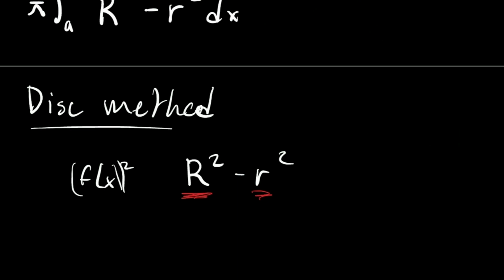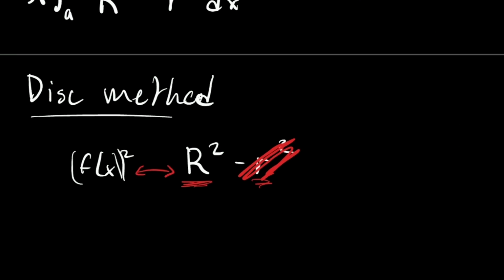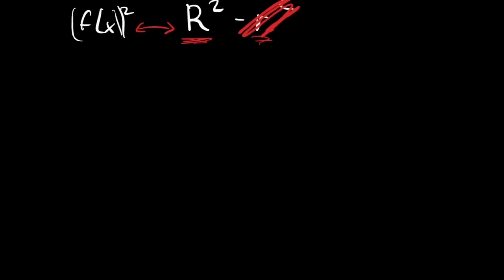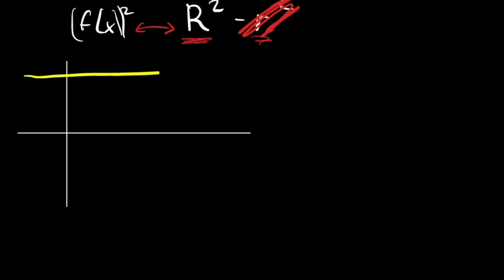So if we didn't have a hole, we have the same formula, just with a different letter. So r squared, I'm just going to write it again. So we have our graph here, f of x, which equals 4.